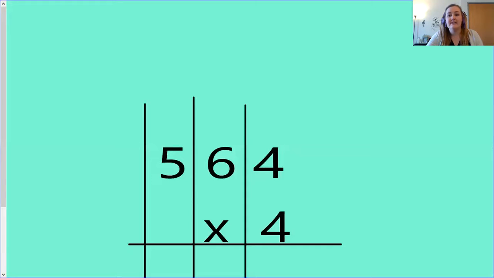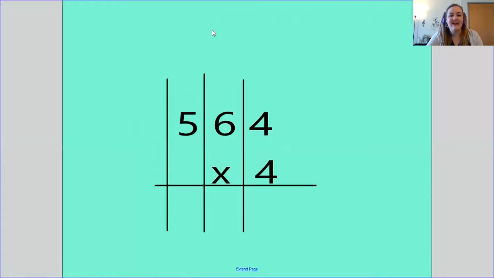Okay, let's try some together. Let me get my draw feature out. Let's try this one together. Sometimes it helps to put the lines going down, so go ahead and do that. 4 times 4 gives me 16. So I'm going to put 1 here and my 6 right down here in the ones column. Now 4 times 6 gives me 24, but I have a 1, so that makes it 25. So I put my 2, and then my 5 here.